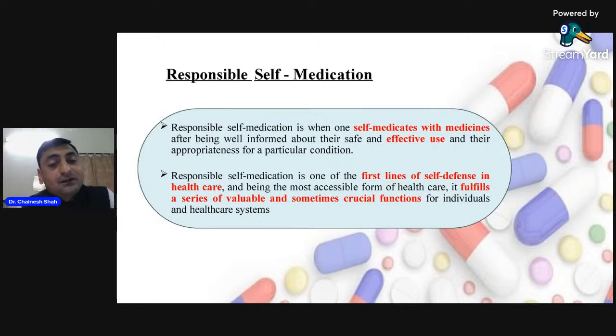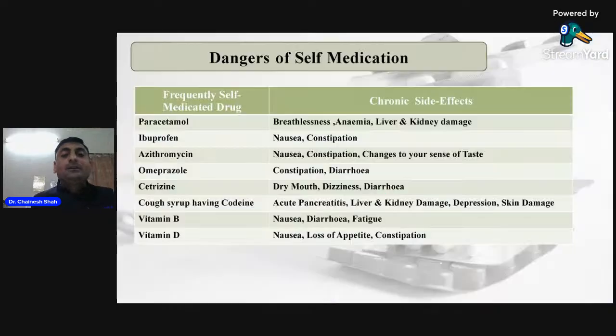Responsible self-medication is one of the first lines of self-defense in healthcare, and being the most accessible form of healthcare, it is fulfilling a series of valuable and sometimes crucial functions for individuals and the healthcare system. Yes, it is good. Self-medication is not bad, but prolonged use and overuse will affect your body. Then going to the next slide, dangers of self-medication.